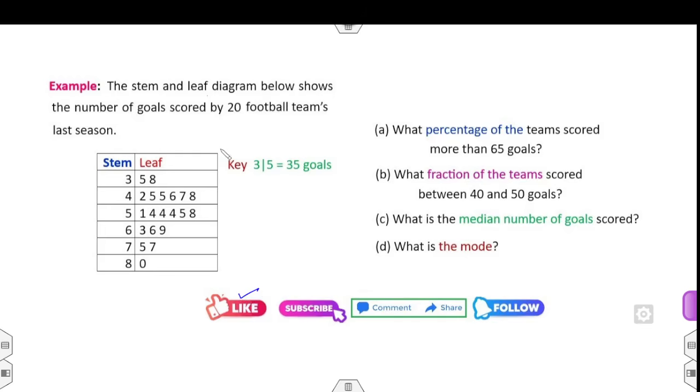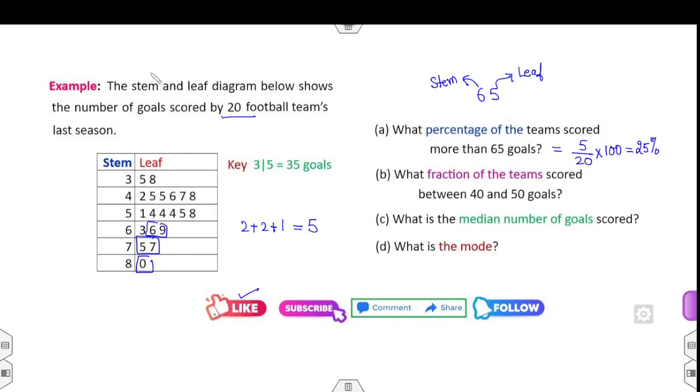The stem and leaf diagrams of the 20 football scores are given below. What percentage of the team score more than 65 goals? Again, 3 is my stem, 5 is my leaf. So look at that. How many students? 20 out of 20. How many 6 and 5? 2 from this side, 2 from this side, 1 from this side. So total are my 2 plus 2 plus 1. That is my 5. So what percentage? 5 out of 20. If you write in terms of the percentage, that is 25%, my right answer.